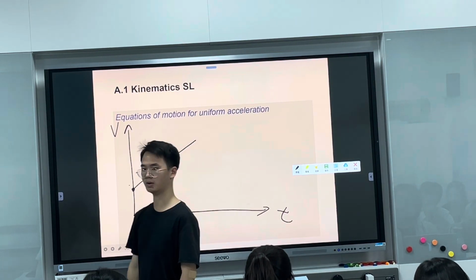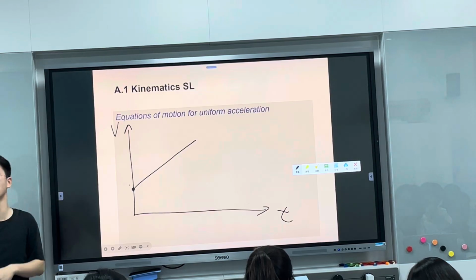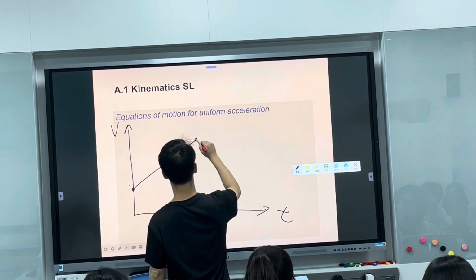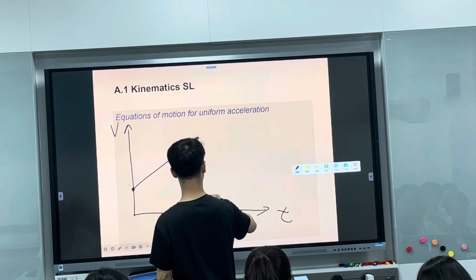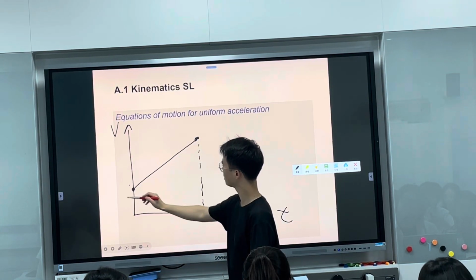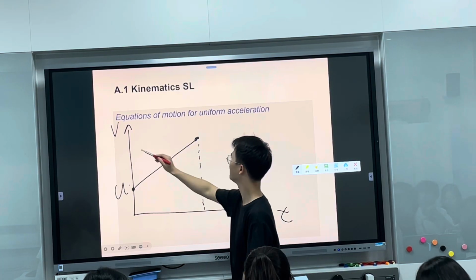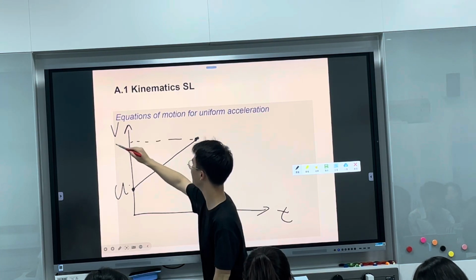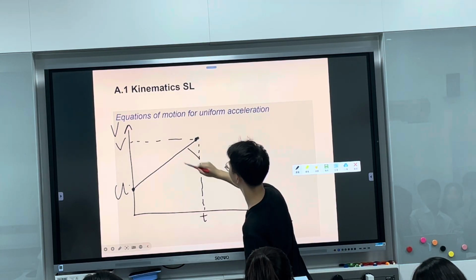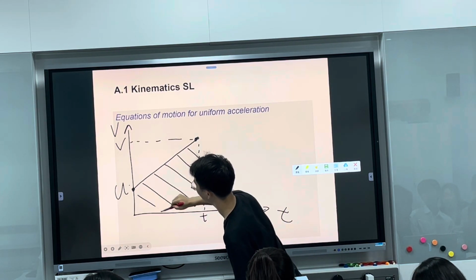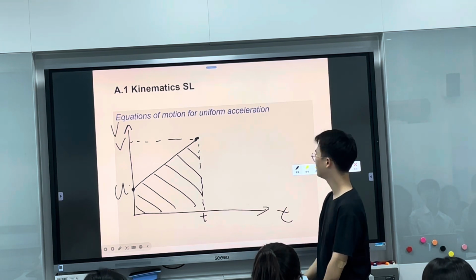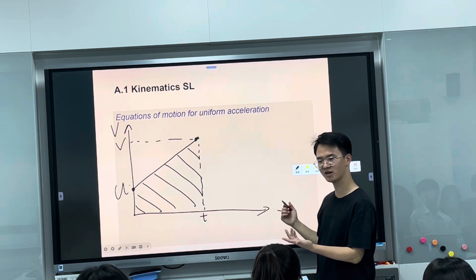We know the slope. What about area? What does the area under a VT graph represent? Displacement. Sure. So let's say we know initial velocity, we know final velocity, and we know the time t. What is the shape of this area here? It's a trapezoid. And what's the area formula for a trapezoid?